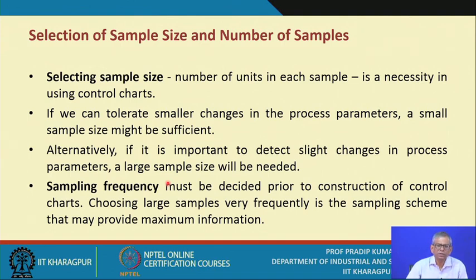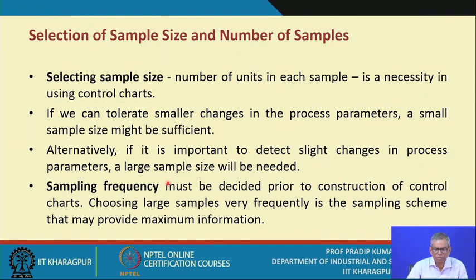For that, there are two specific performance measures we always use. One is the operating characteristic curve, or the OC curve, of the control chart, and the second one is the ARL curve. Okay, so these two performance measures I have already discussed.